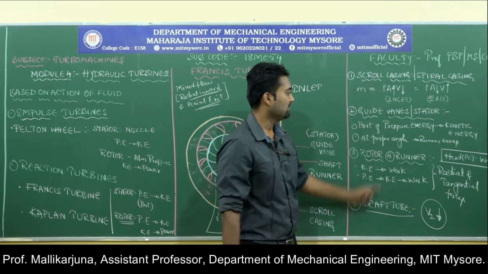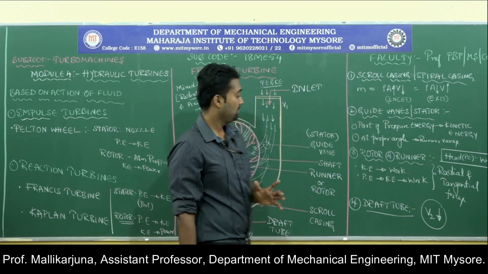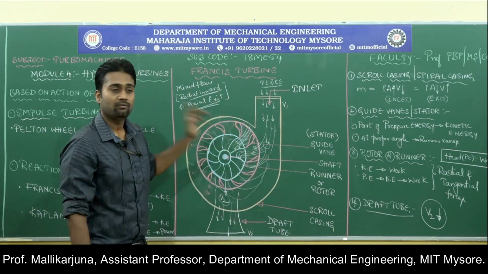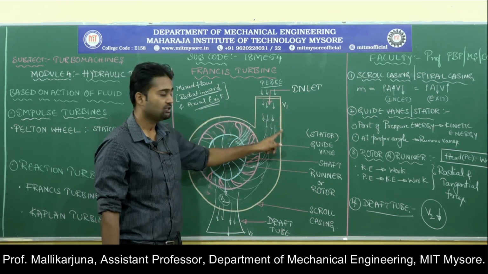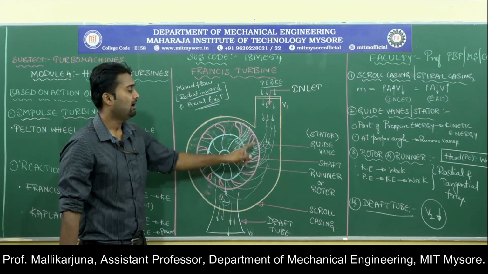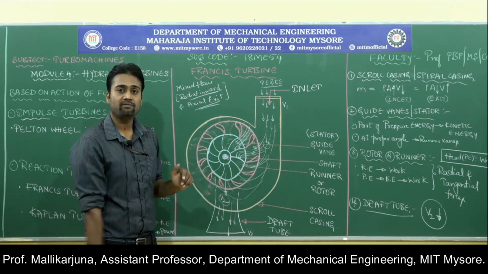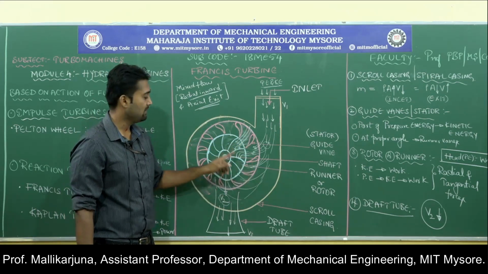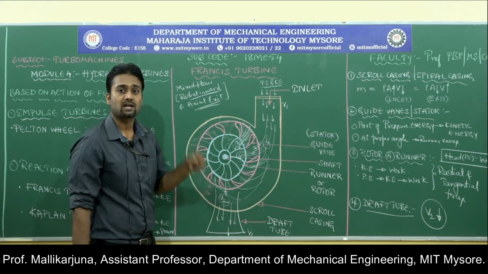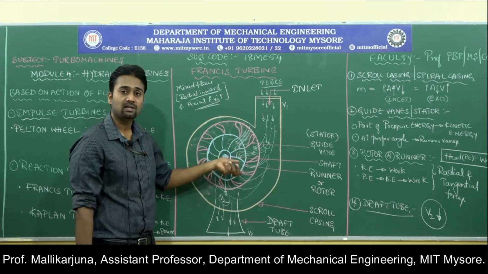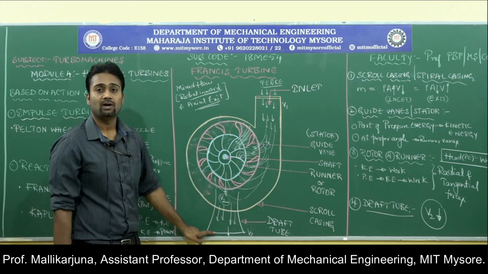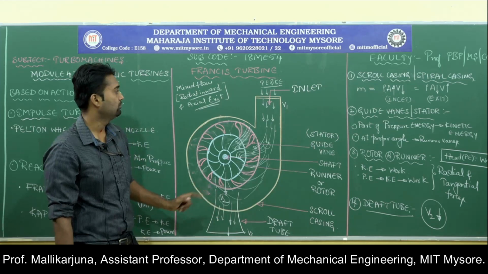So, now these are the 4 important components of the Francis turbine. We need to look into the scroll casing or spiral casing and the functioning of that particular portion, and then the guide vanes, the structure and function of the guide vanes, the runner vanes, the forces which are acting on the runner vanes, and then the area passage between the runner vanes, along with the functioning of the draft tube.